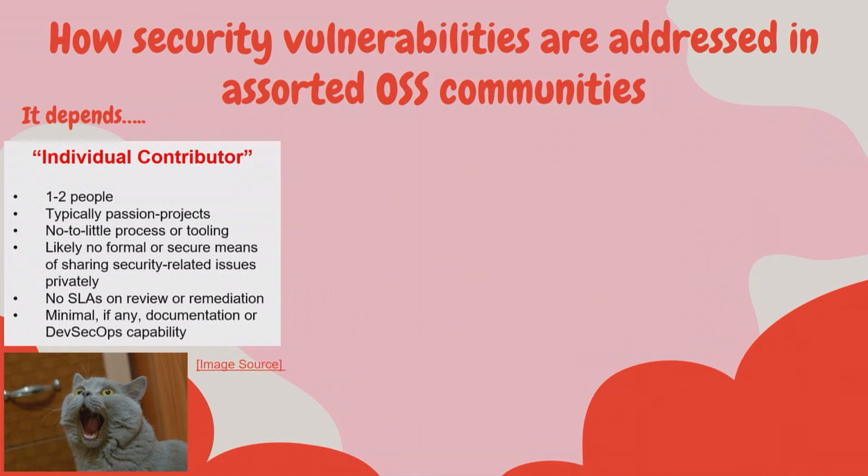There's likely no formal or secure means of sharing security-related information. Normally, they might have an email address. They're not going to have access to a secure Jira or bug tracking system. They're not going to use private GitHub issues. There's definitely no SLAs on the review. It's kind of buyer beware. You downloaded the software, and there's probably not going to be a lot of expectation on how you can get support. And they have minimal, if any, documented DevSecOps practices. If you're lucky, you get a man page or a README file that kind of describes things. And that's probably as good as you're going to get in some of these smaller projects.